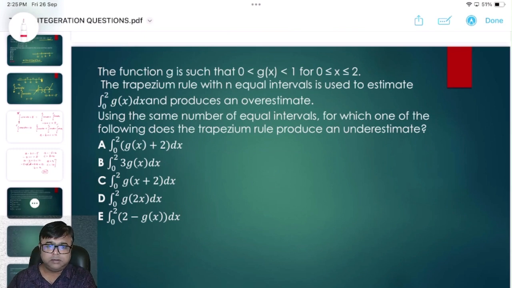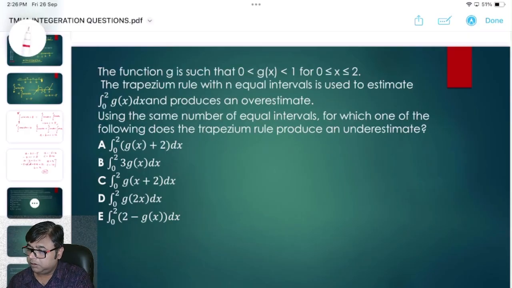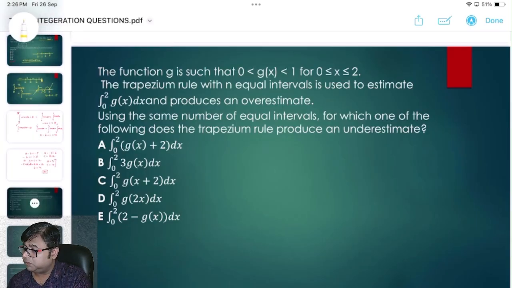Okay, again a question based on the trapezium rule. A function g is such that g(x) lies between 0 and 1 for x between 0 and 2. The trapezium rule with n equal intervals is used to estimate the integral from 0 to 2 of g(x) dx and produces an overestimate. When will it produce an overestimate? It will produce an overestimate when the graph is concave up. It's a concave up graph.